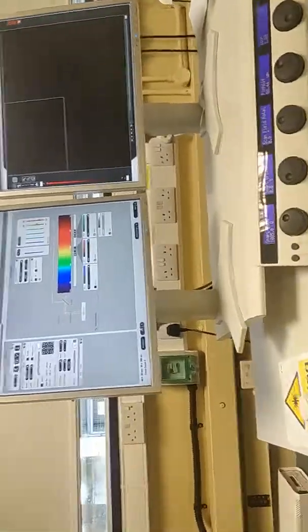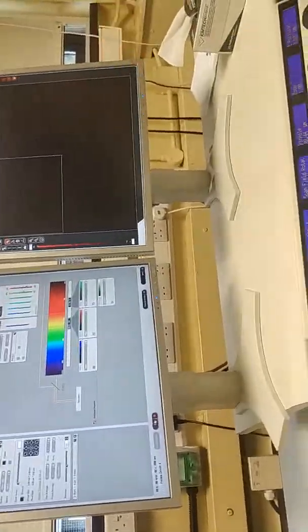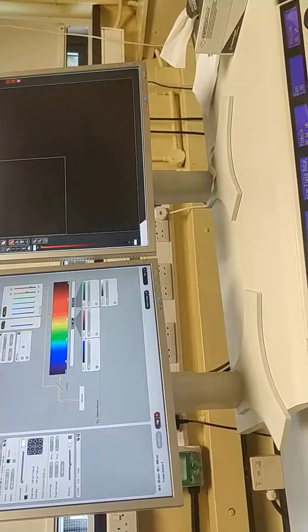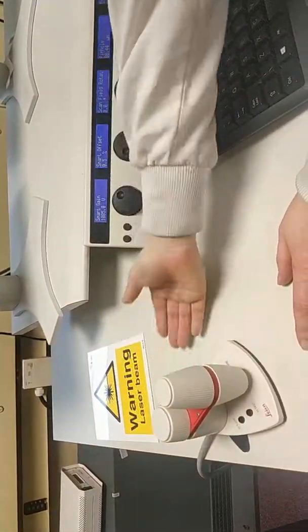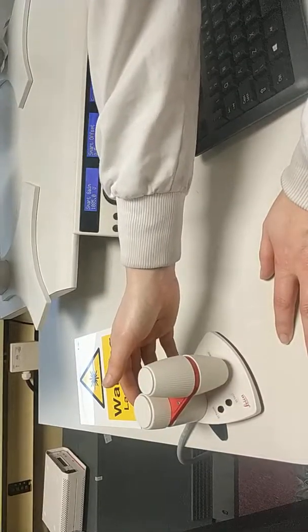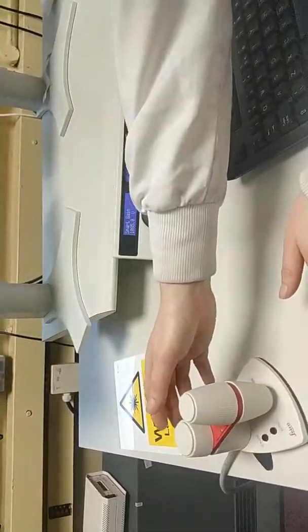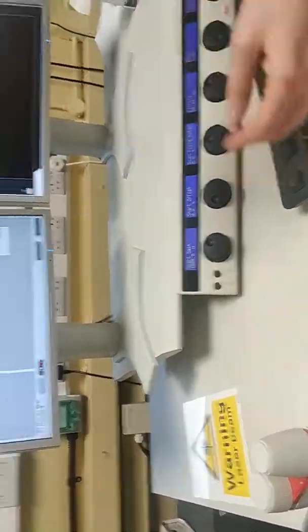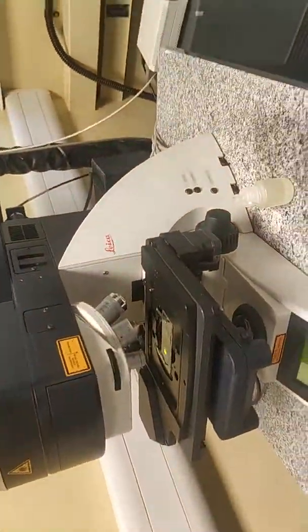So we go live to see something. For now, we are really far from the sample, so it's normal that we don't see anything. So what we are going to do is to go closer. So zip up. And at some point, just take a look at both the screen and the sample, just to make sure you don't touch the objective. But at some point, we should see something in the screen. We go up.